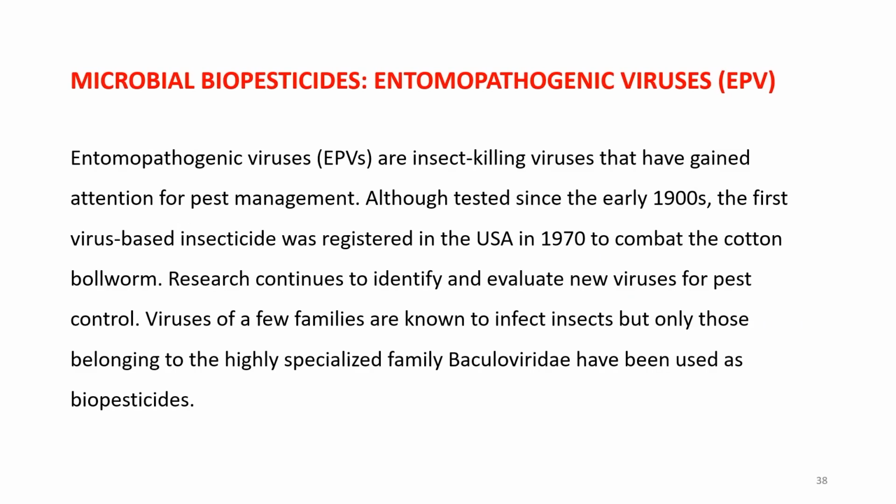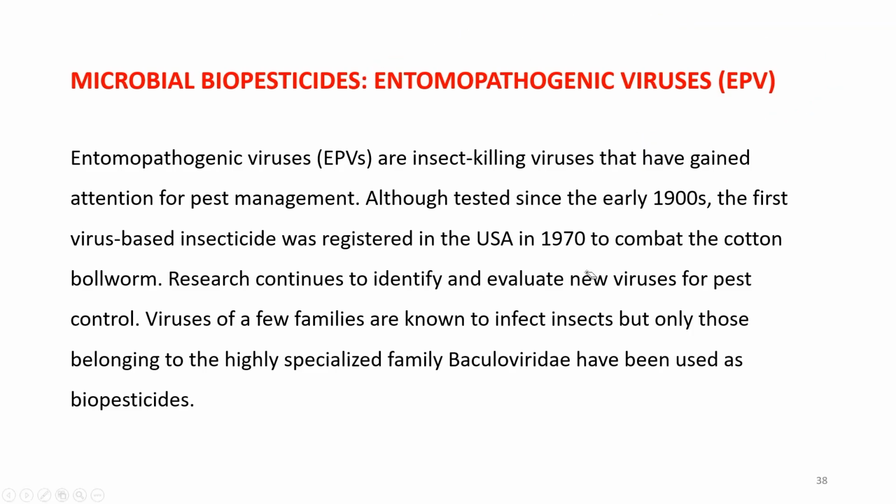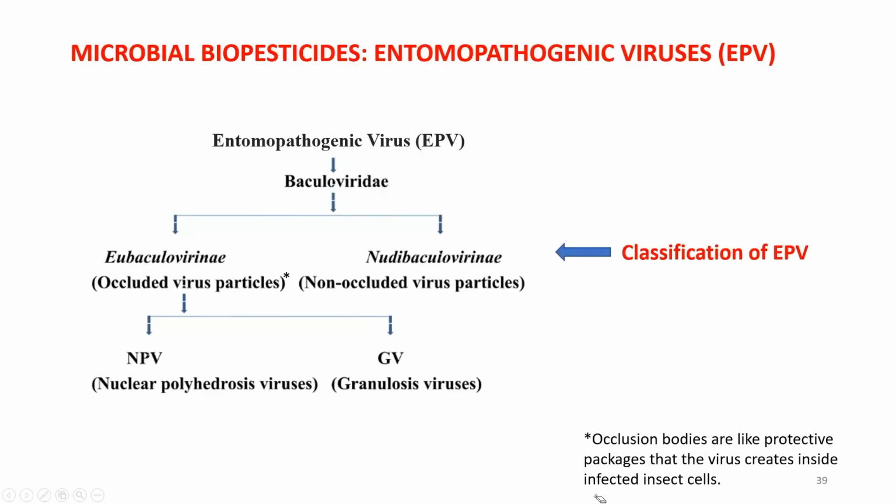Let us now discuss entomopathogenic viruses or EPVs. They kill insects and have gained attention for pest management. Although tested since the early 1900s, the first virus based insecticide was registered in the USA in 1970 to combat the cotton bollworm. Research continues to identify and evaluate new viruses for pest control. Viruses of a few families are known to infect insects, but only those belonging to the highly specialized family Baculoviridae have been used as biopesticides.